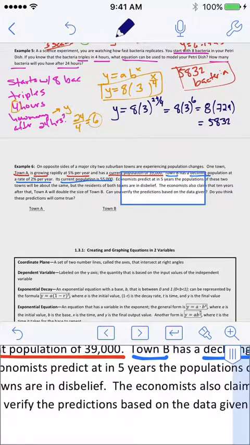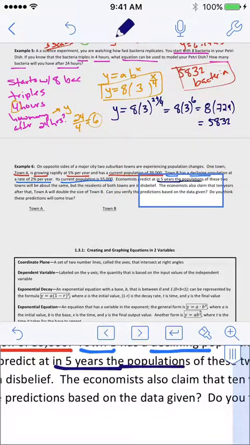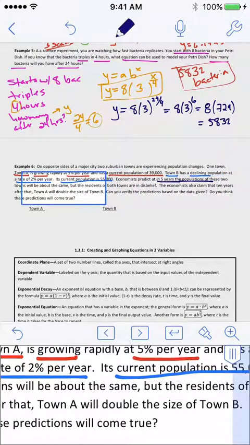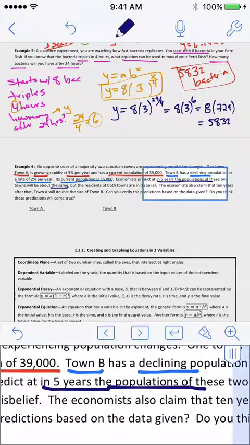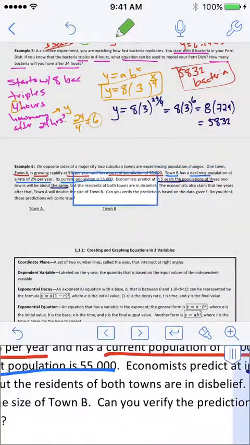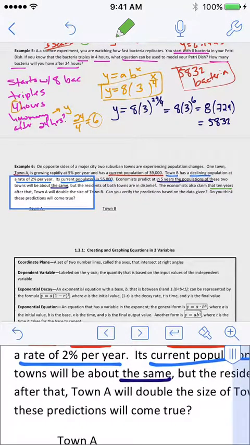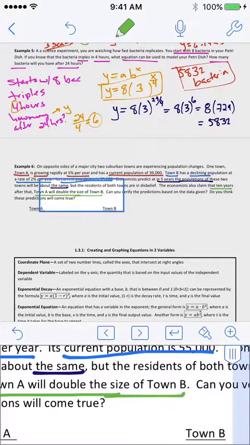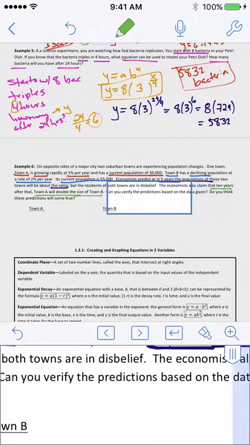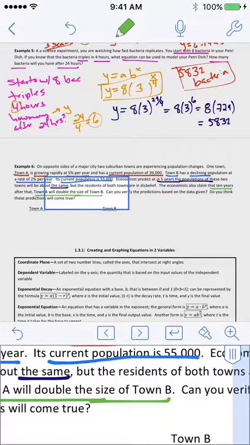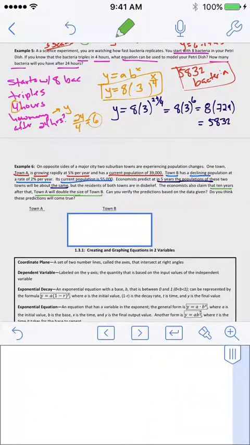Economists predict that in 5 years, the populations of these two will be about the same. So that's the question. Will the populations of these two in 5 years be about the same? That's what he predicts. We're going to see if it's true. And then the second question is he says in about 10 years, Town A will be double the size of Town B. So there's actually 2 things here. Can you verify these predictions based on the data? Do you think they will come true? All right. So we've got 2 separate things here.